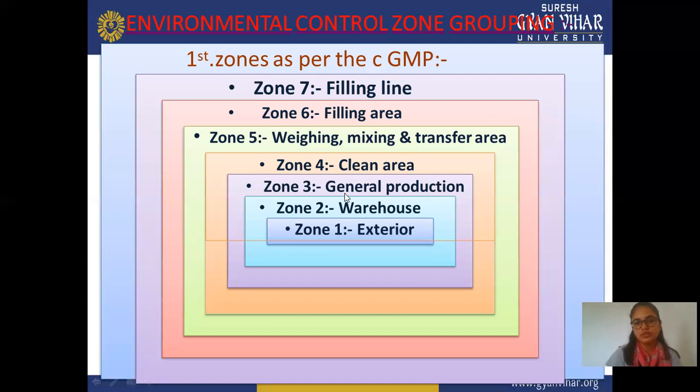And next is zone 6. This is a filling area where filling of the production or parenteral preparation takes place. And zone 7 is the filling line, or this is the final line for the formulation where you control the parameters for your parenteral formulation's final product. So these are the 7 zones, or you can say environmental control zones, according to cyclic CMP, or good manufacturing practice, of these 7 zones.